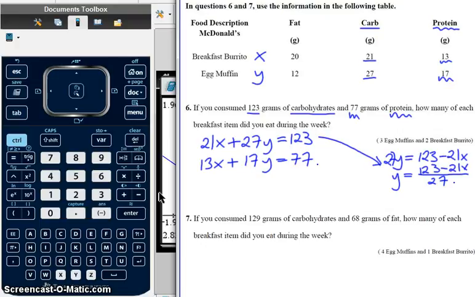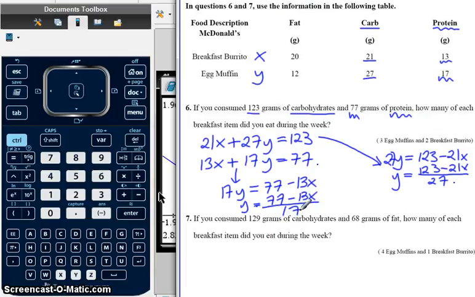It's slightly repetitive. You can pause and fast forward the video to go ahead and try this yourself. It's exactly the same thing as before, isolating y, so we have 17y equals 77 minus 13x. Last step is to divide by 17. So we have 77 minus 13x divided by 17.